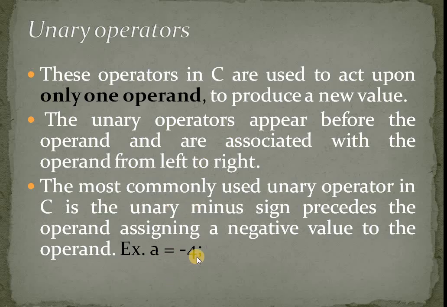a is equal to minus 4. This minus is an operator and it is a unary operator because it requires only one operand, that is 4. So here the unary minus sign precedes the operand. In this case this minus sign is a unary operator because it requires only one operand. I hope you have understood what is a unary operator.